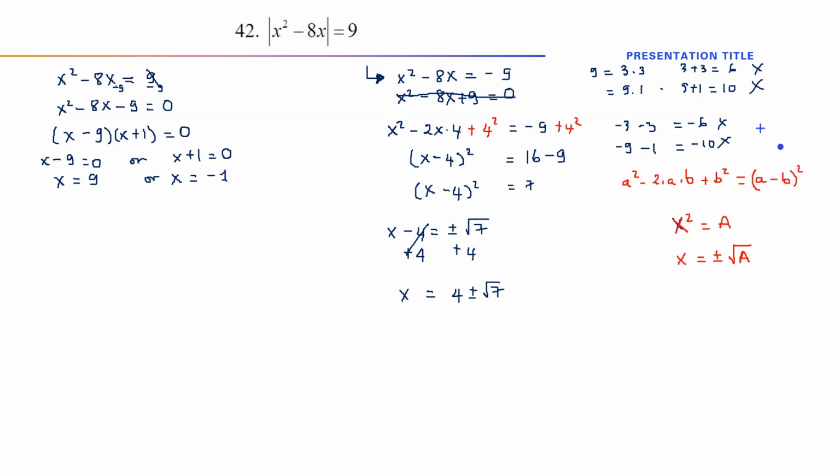So we realize that if we have the linear function inside of the absolute value, you will have two solutions. And if you have the quadratic, you will have 4 solutions.